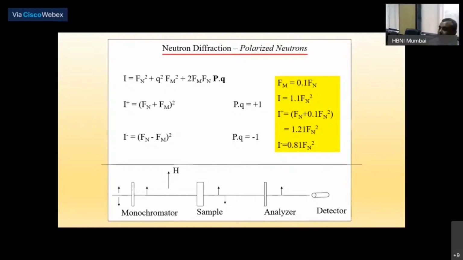When you do that, when it is plus up, it is adding to the nuclear intensity. When it is minus, then it is subtracting from the nuclear intensity, and you will see a variation in intensity with respect to polarization of the neutrons, and you can fit the structure.